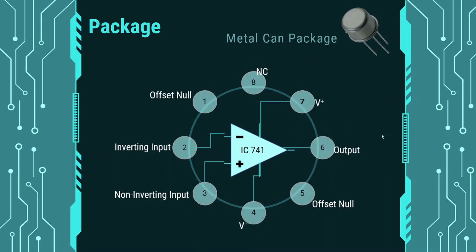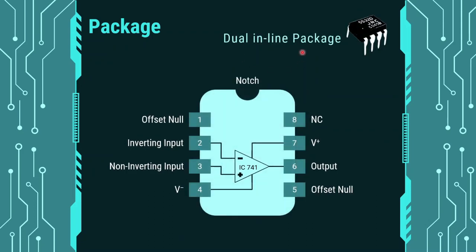Next, dual inline package of IC741. It's also an 8-pin configuration. The pin number 1 always starts on the left of the notch. This is the notch. The other pins are numbered counterclockwise from pin number 1. Here also the pin description is the same as the metal can package.